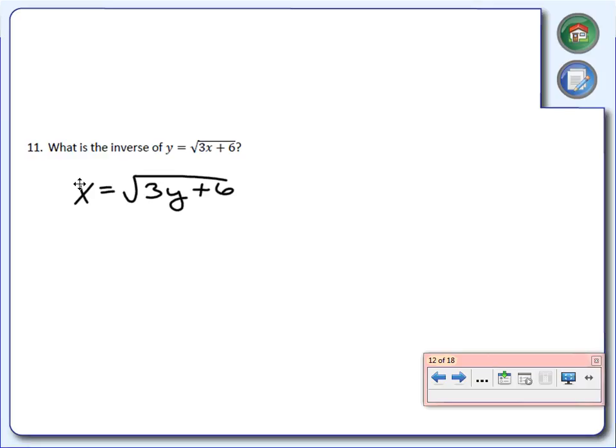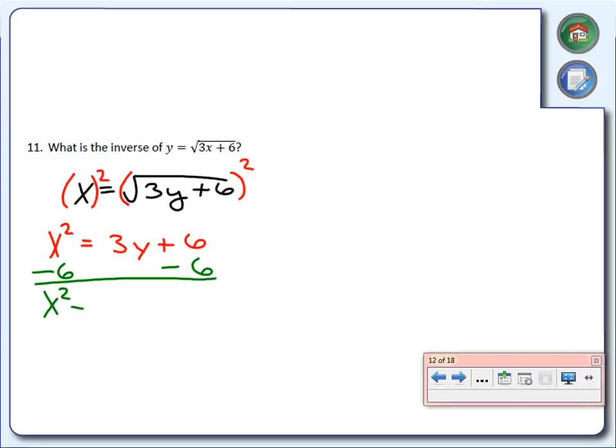At this point, I need to solve for the y. So I need to get rid of this square root. The opposite of square root is the square. We're going to square both sides of the equation. So if I square the x, that gives me x squared. If I square the right side, I get 3y plus 6. I'm solving for y, so the next thing I'm going to do is subtract 6, which means now I have x squared minus 6 equals 3y.